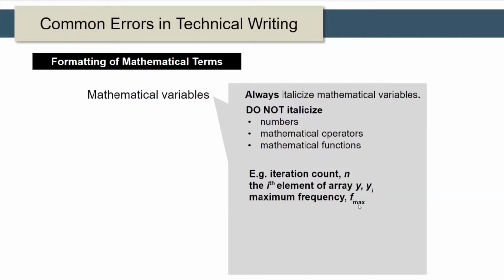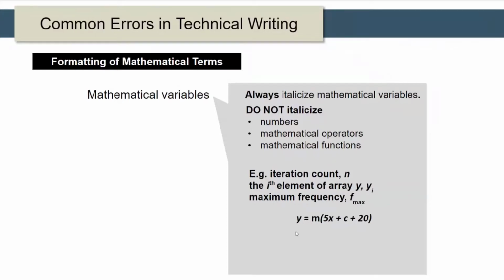Maximum frequency, F max. I have not italicized max over here because max was not a variable. It was just a compaction of the word maximum. You could italicize it, it's not incorrect. But even if you did not, this would not be incorrect because this was not a variable.